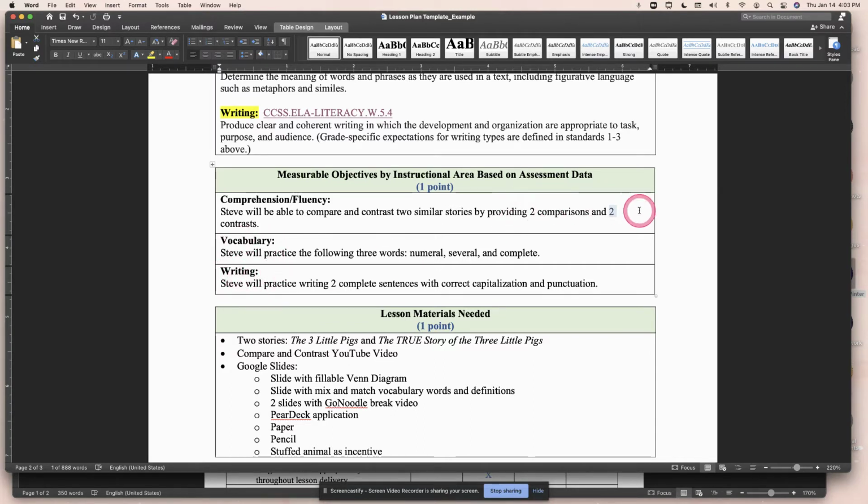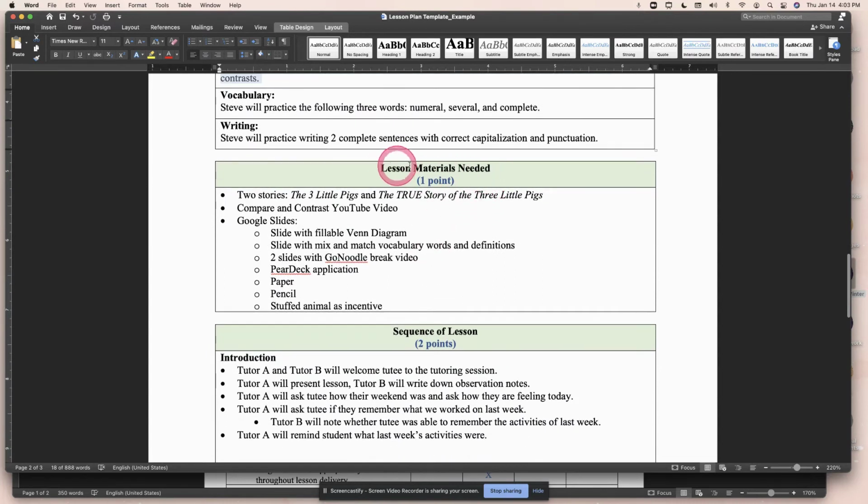Please notice that I'm not writing here any activity that I'm doing. Your objectives, the way that I always think of it is, can a student understand what they are working on that day? If I sit here and write, oh, they're going to read this story and use this diagram and blah, blah, blah, it becomes very convoluted. Make it simple, yet measurable, and based on your assessment data.